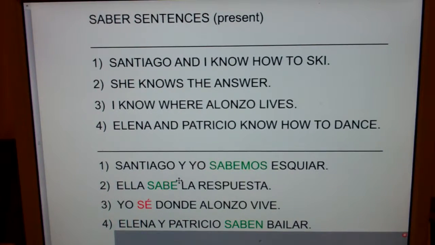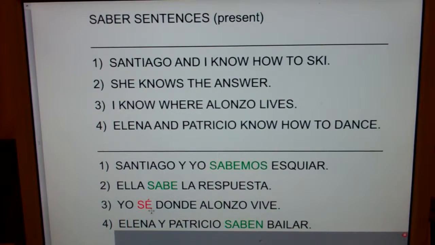Remember the chant. For a fact or how to, you have to use saber. For knowing people or places, you must use conocer. Now, the only form of saber that's tricky or irregular is the yo form. Just say no to yo sabo. You think it's going to be sabo, but it's not.